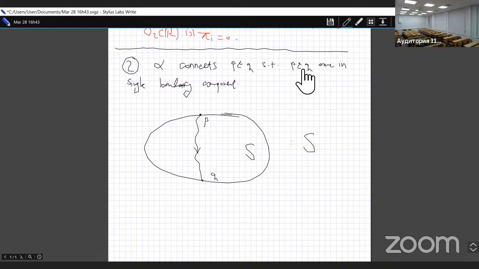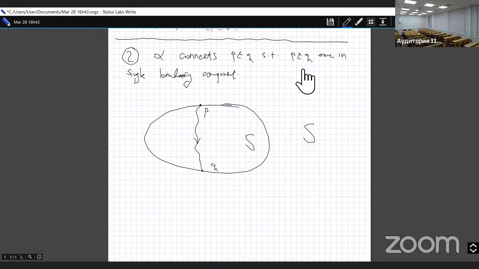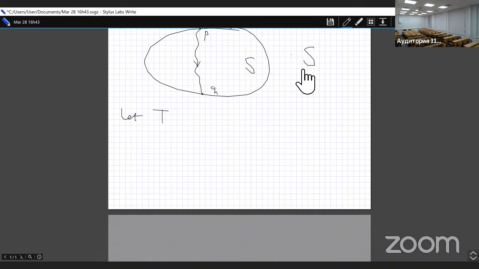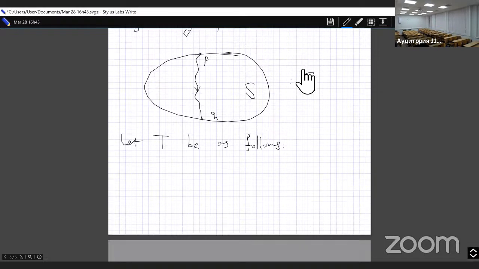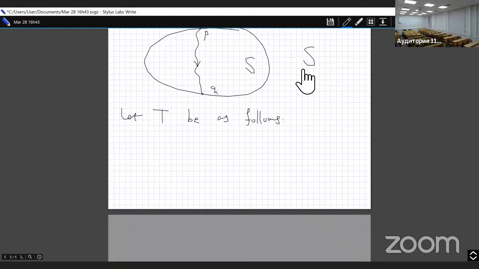Again, we construct another surface T. Let T be like this: attach one handle to S, in a way that its two sides are in different positions of P. It shouldn't be on the same side. It should be on the left and right of P. Is the picture clear?